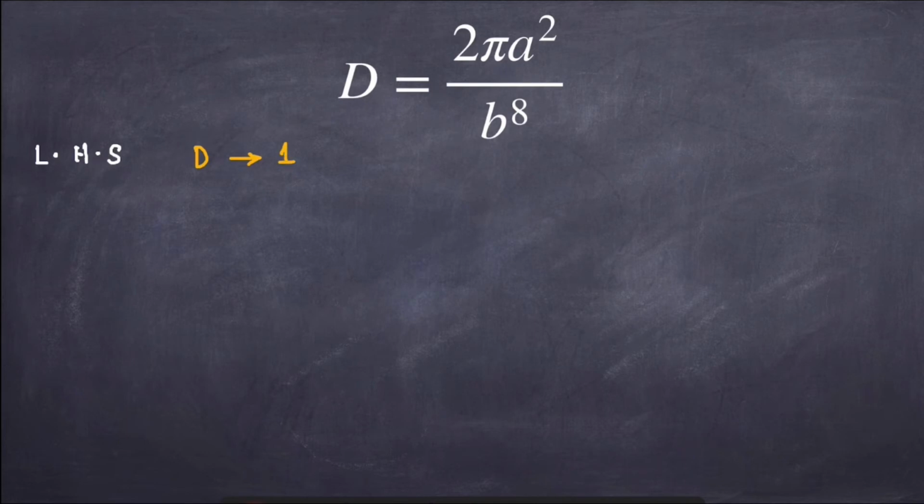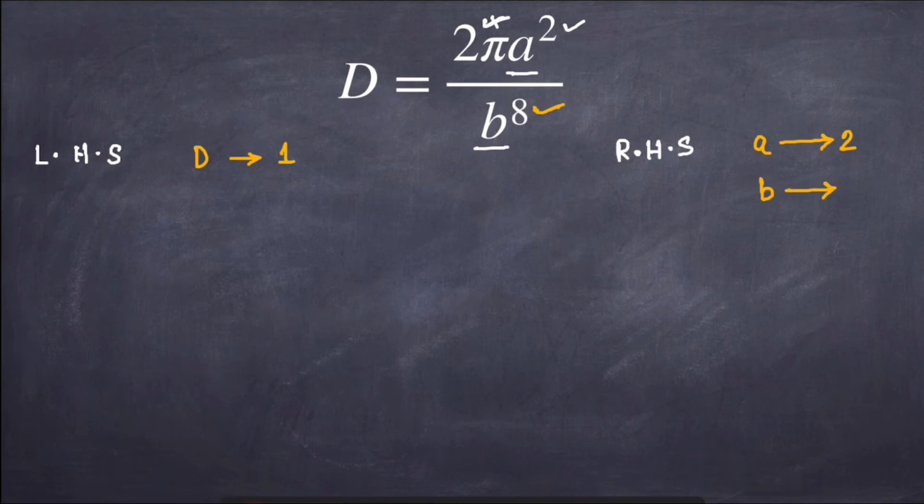And on the right hand side of the equation, 2 pi is a constant, so we will not take this. Now on the right hand side of the equation, what are the variables? A and b, right? So on the right hand side we have the variables a and b. Now what is the power of a? The power of a is 2. Now what is the power of b? The power of b is 8.